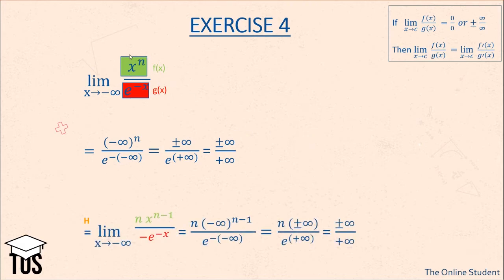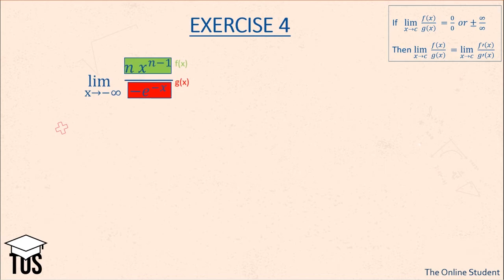We take the derivative of the numerator, which is n times x to the power of n minus 1, and we divide it by the derivative of the denominator, which is minus e to the power of minus x. We fill in infinity for x, and we get n times minus infinity to the power of n minus 1 divided by e to the power of minus times minus infinity. And we see that we still get a fraction of infinity divided by infinity. So we apply L'Hospital's rule again.